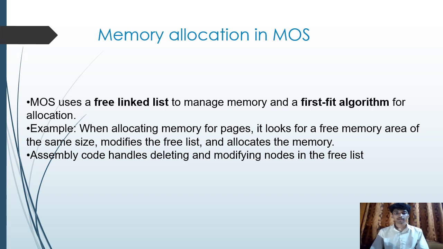Allocation in MOS. MOS uses a free linked list to manage memory and a first fit algorithm for allocation. Example: when allocating memory for pages, it looks for a free memory area of the same size, modifies the free list, and allocates the memory. Assembly code handles deleting and modifying nodes in the free list.